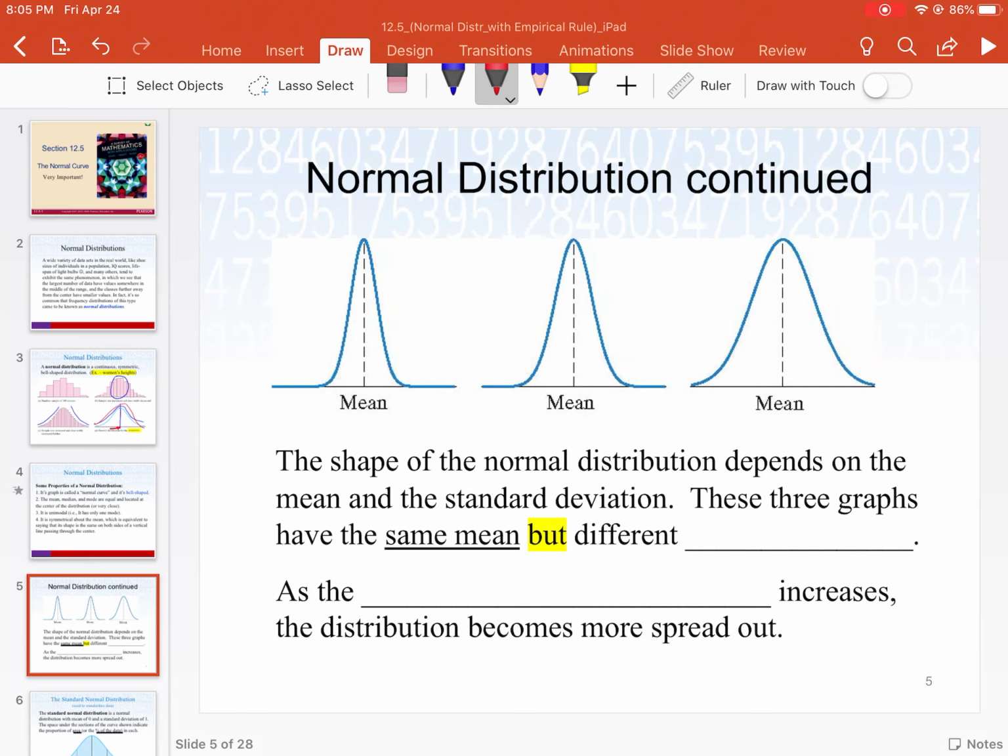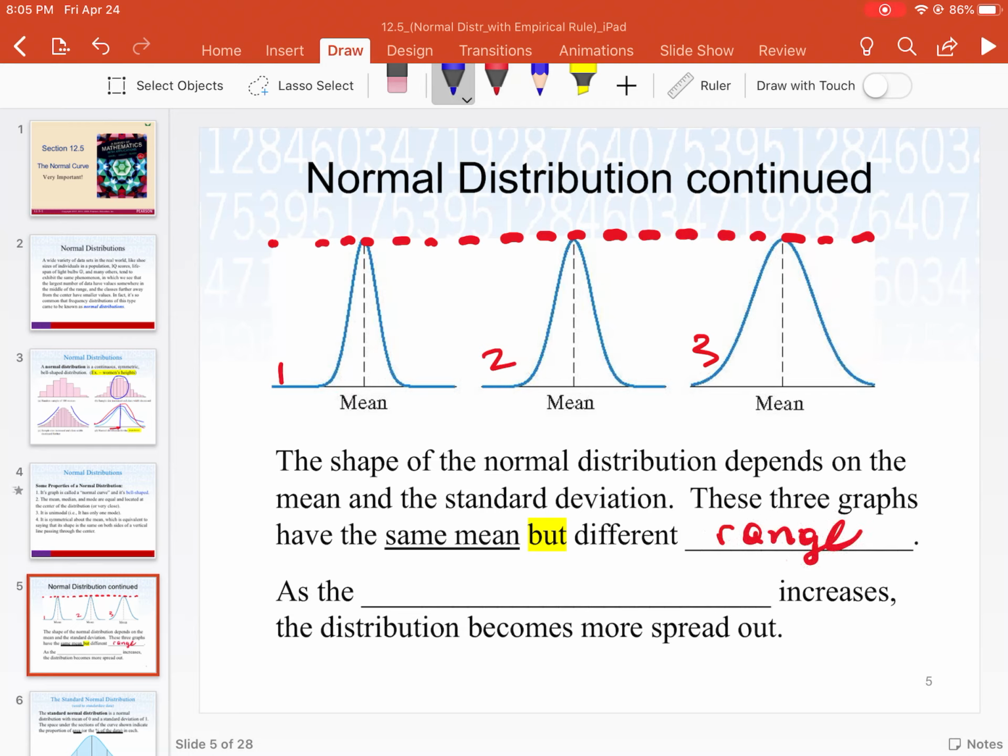These 3 are normal distributions, 1, 2, and 3, but they're obviously different. Yes, they have the same mean, they're the same height, but number 1 is much tighter together and number 3 is much more spread out. Well, that just means that they have a different range, or probably more likely they have a different standard deviation. Right? The larger the standard deviation, the more spread out the data is.